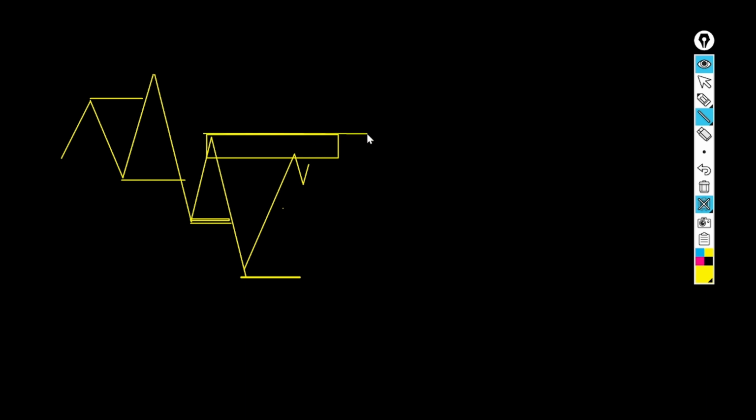Each time you see this, I define this as a trap zone. This is a trap zone here. So when you see this high, you know this is a trap zone. You just have to be patient for your setup to form, and that's it. Trading is all about being patient for your setup.